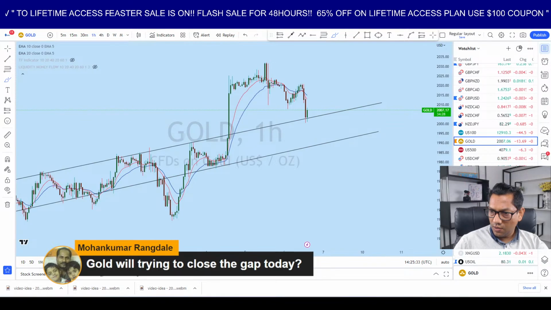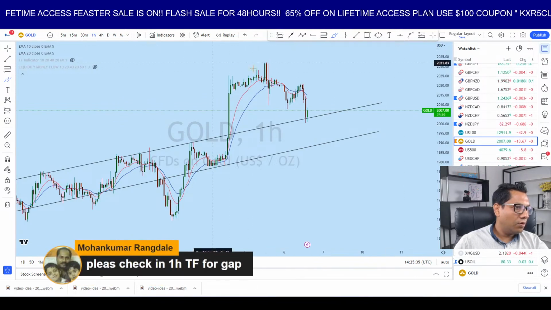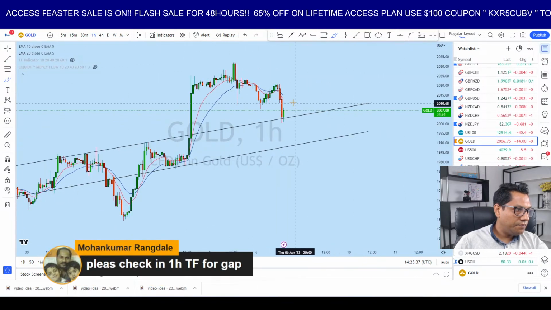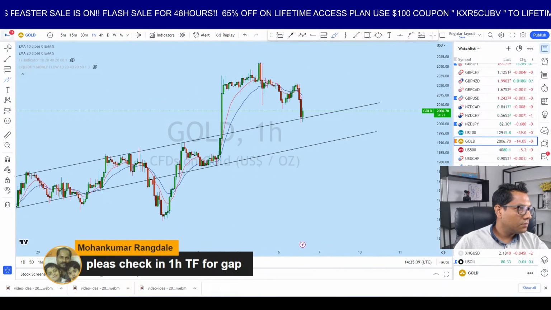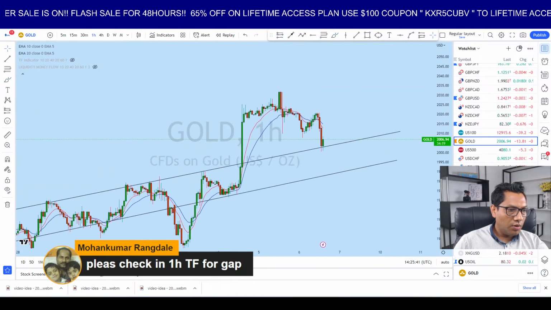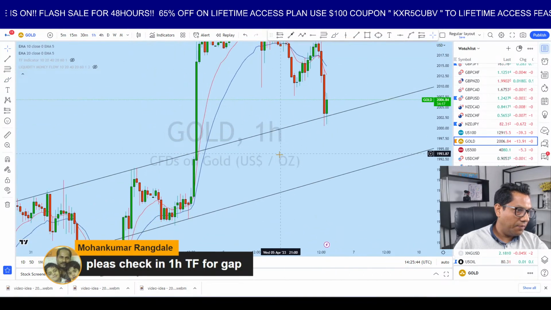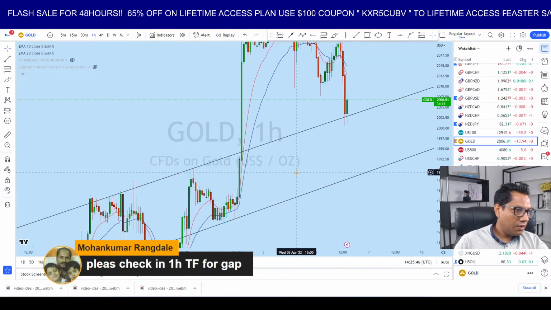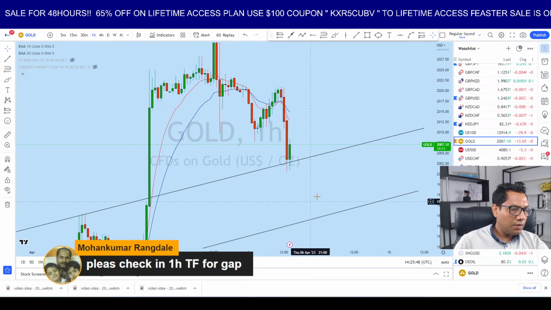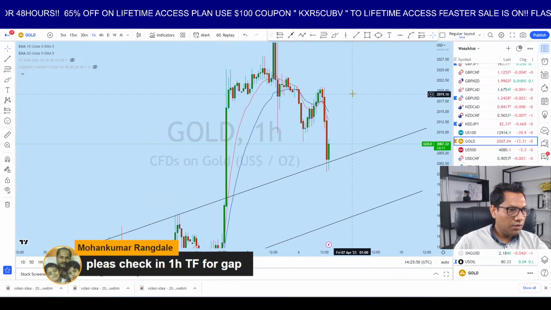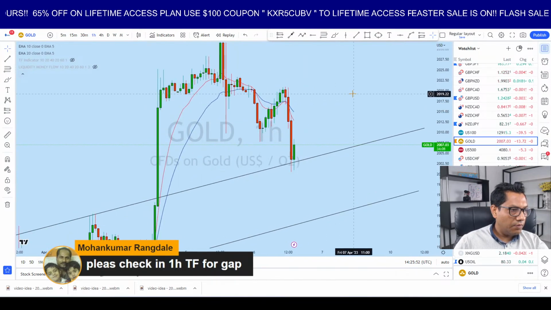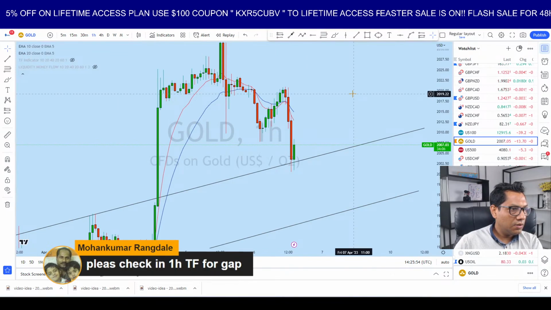One hour time frame for gap. Where is the one hour time frame for gap? Don't see the gap. Let me know where it is.